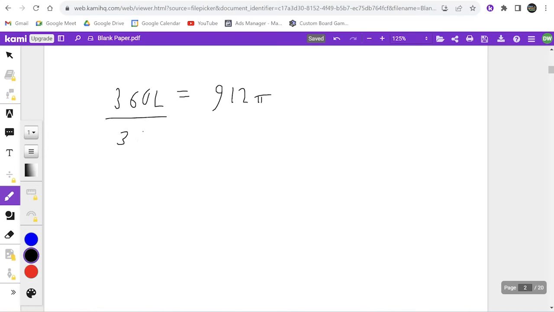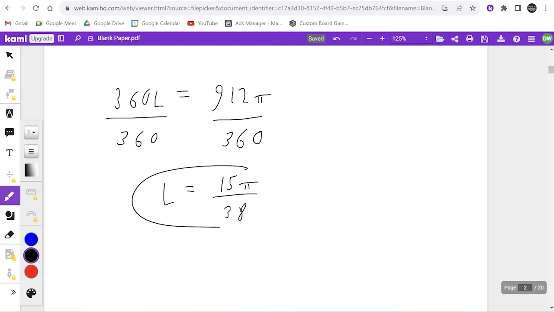And then I just got to divide both sides by 360. And this I just got a fraction for, like I didn't get a decimal. Although, if you want a decimal, you can write a decimal. Basically, I got a final answer of 15 pi over 38.